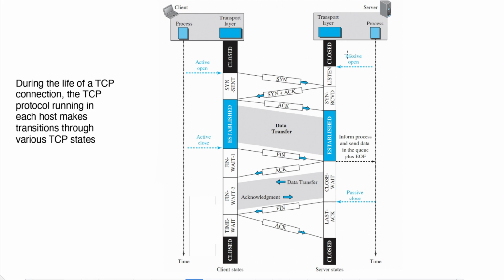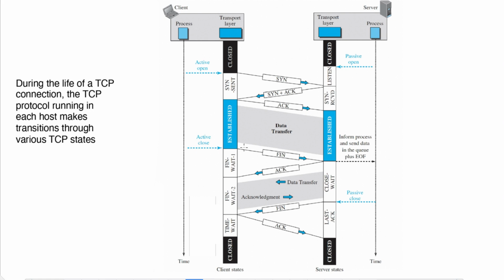Earlier this is the closed state, and once the client sends the SYN, the client goes to the SYN sent state, and the server is in the listen state. The server will send the SYN plus ACK and go to the SYN received state, and then the client will send the ACK packet and go to the established state, and the server will also go to the established state once it receives the ACK. Now in the established state, the data transfer will happen.